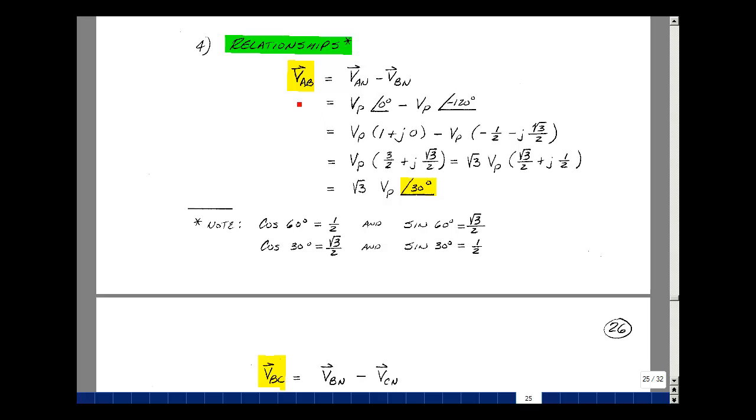In particular here, V sub AB was equal to V sub AN minus V sub BN. But V sub AN had a magnitude of V sub P at angle 0, and V sub BN had a magnitude of V sub P at angle minus 120. Now let's put these into rectangular form because we're going to subtract them.